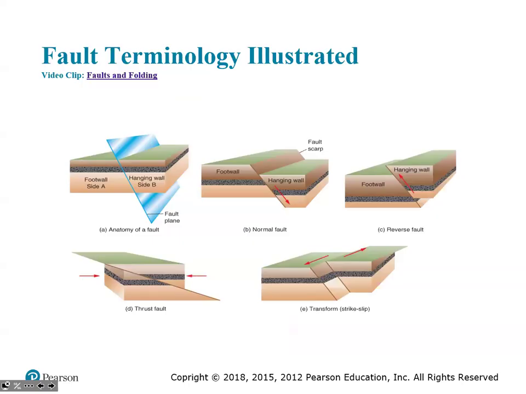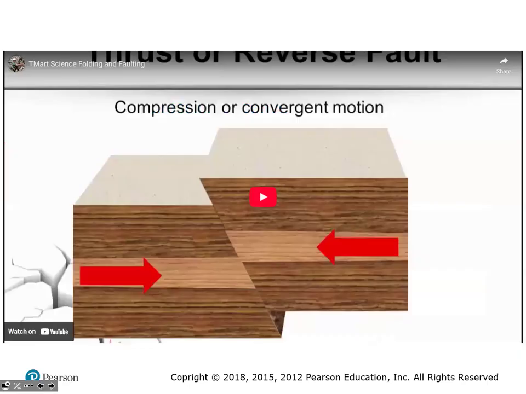So here's sort of all the faults together. For a fault, you have a footwall side, which is below the fault plane, and the hanging wall side, which is above the fault plane. If the hanging wall moves down, it's a normal fault. If the hanging wall moves up, it's a reverse fault. If the hanging wall moves up at a very shallow angle, it's a thrust fault. If the hanging wall doesn't move up or down, but moves to the side, it's a transform or strike slip fault. And here is a summary of all the different ways faulting and folding can occur.